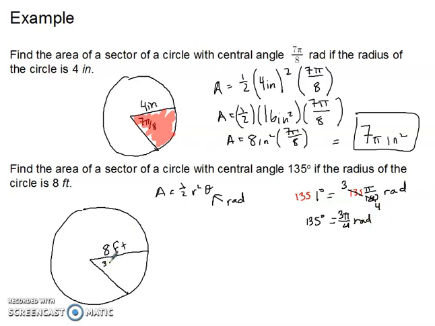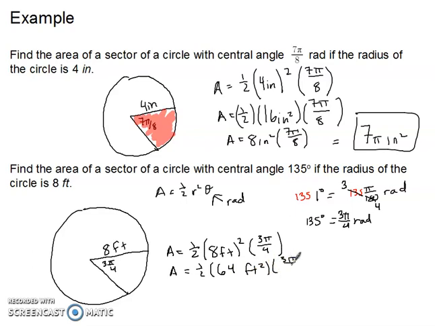So the central angle is 3 pi over 4 radians, and now I can say that area is 1/2 times 8 feet squared multiplied by 3 pi over 4. So A is 1/2 of 64 square feet multiplied by 3 pi over 4. Half of 64 is 32 square feet. And reducing and multiplying, I will have 24 pi square feet.